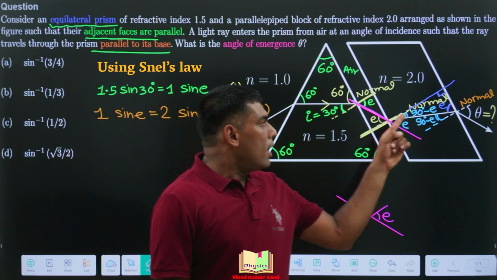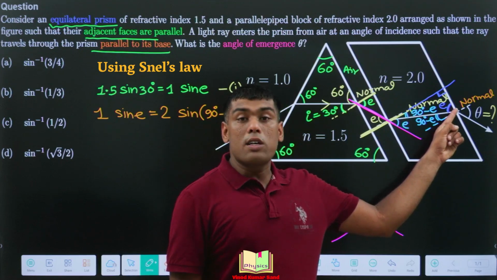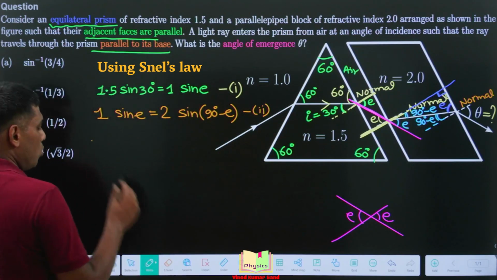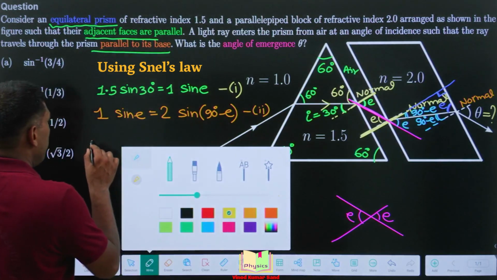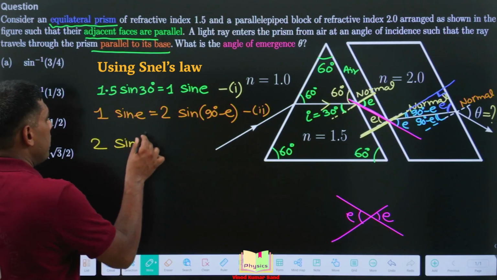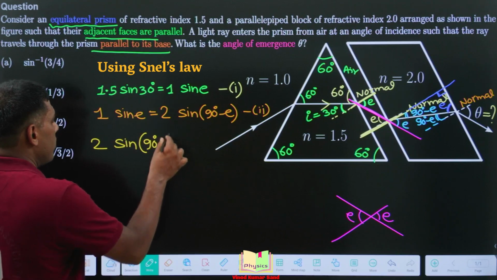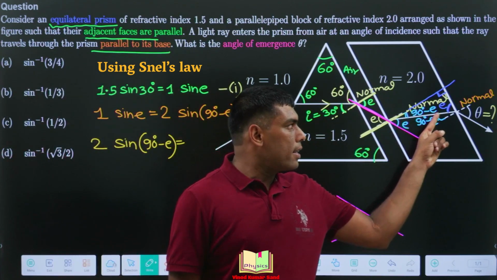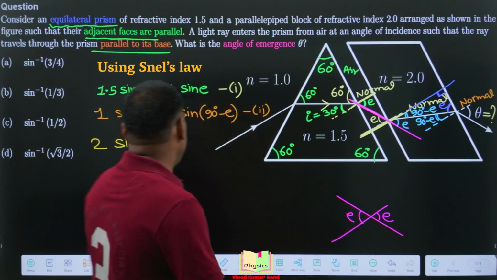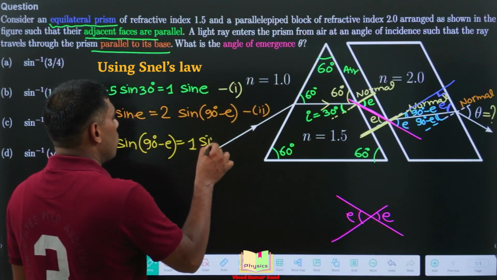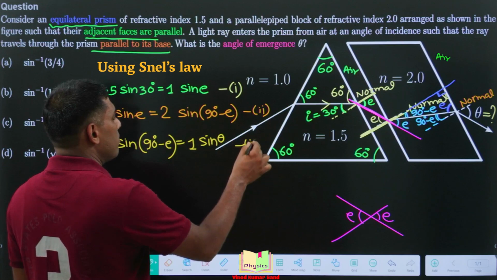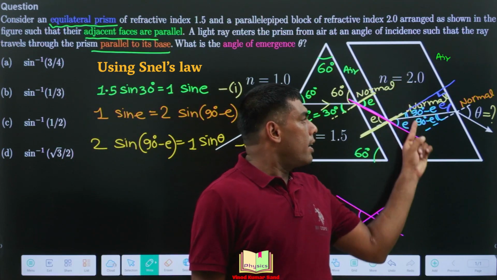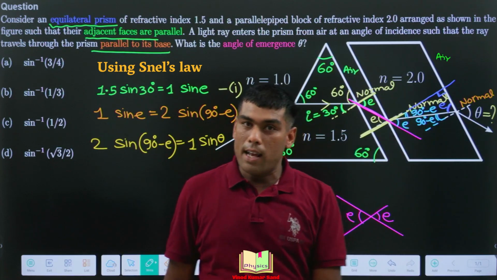Now, here again we use Snell's law. So here we should write 2 sine 90 degree minus E is equal to 1 sine theta, because outside there is air only. Do you get this expression? 2 sine 90 degree minus E is equal to 1 sine theta.